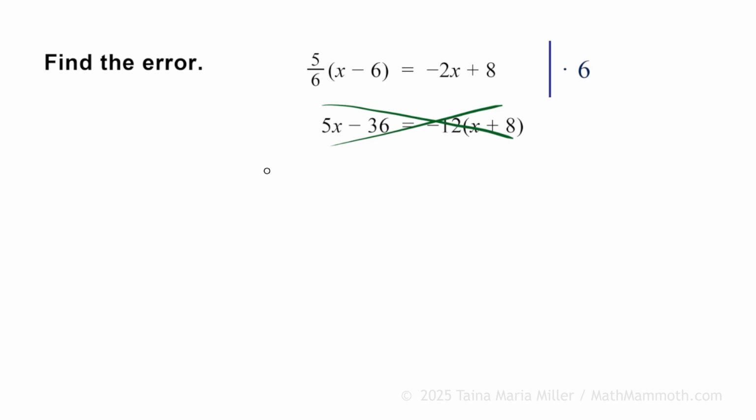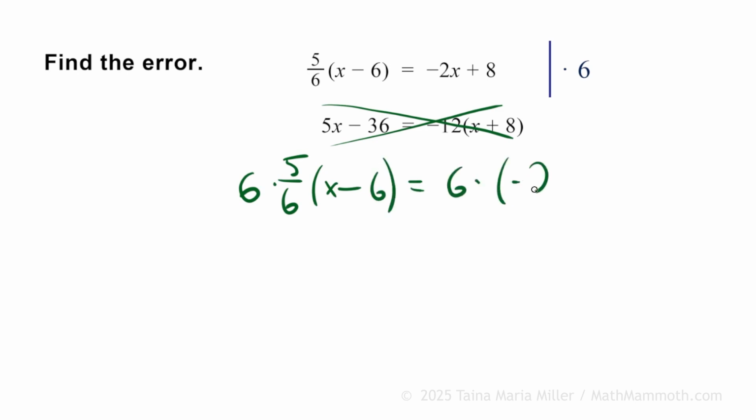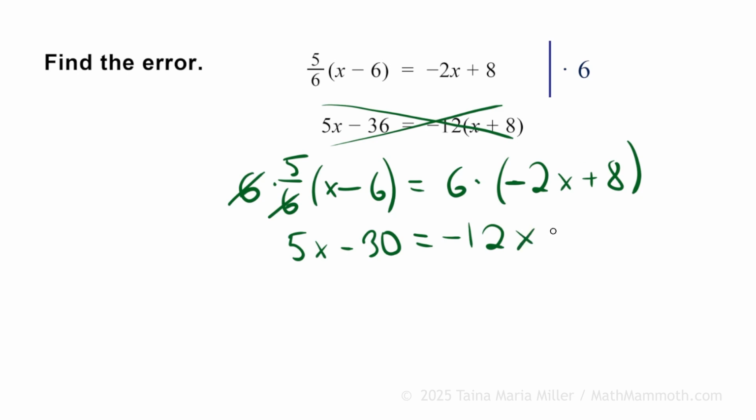If I take the slow route one more time, 6 times 5/6, then the quantity x minus 6. On this side, 6 times this entire side. Here, 6's cancel out. We have 5 times the quantity x minus 6. So 5x minus 30. And here, 6 times minus 2, that's negative 12x. And 48. All right, now it looks easy.